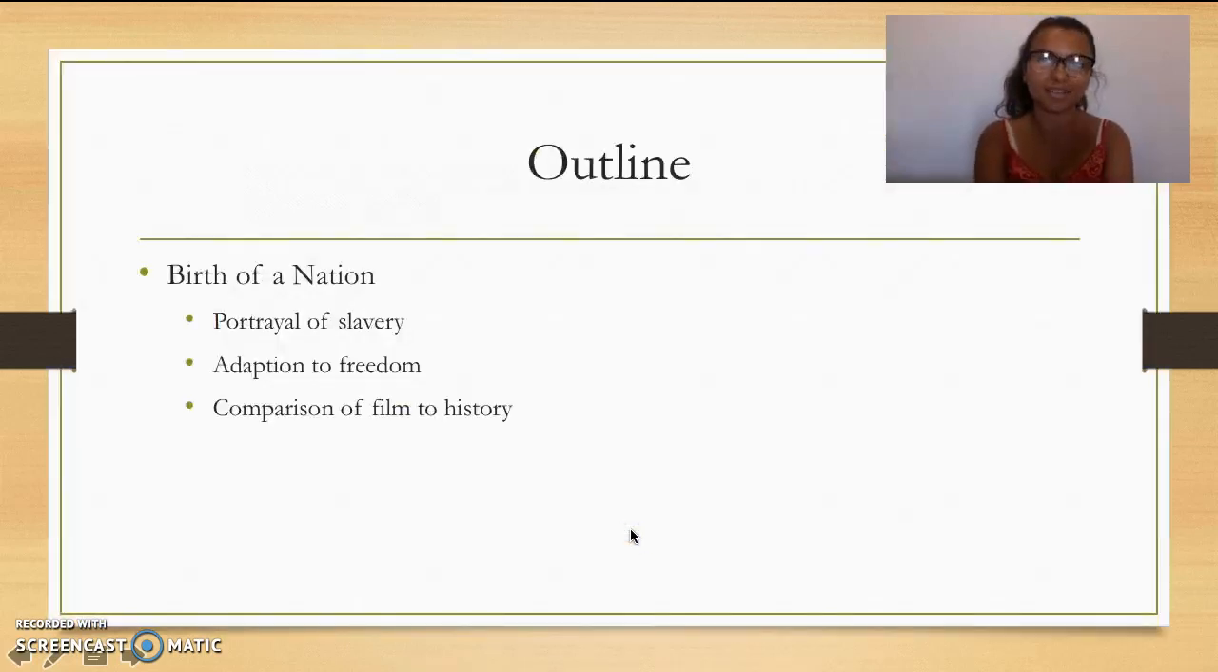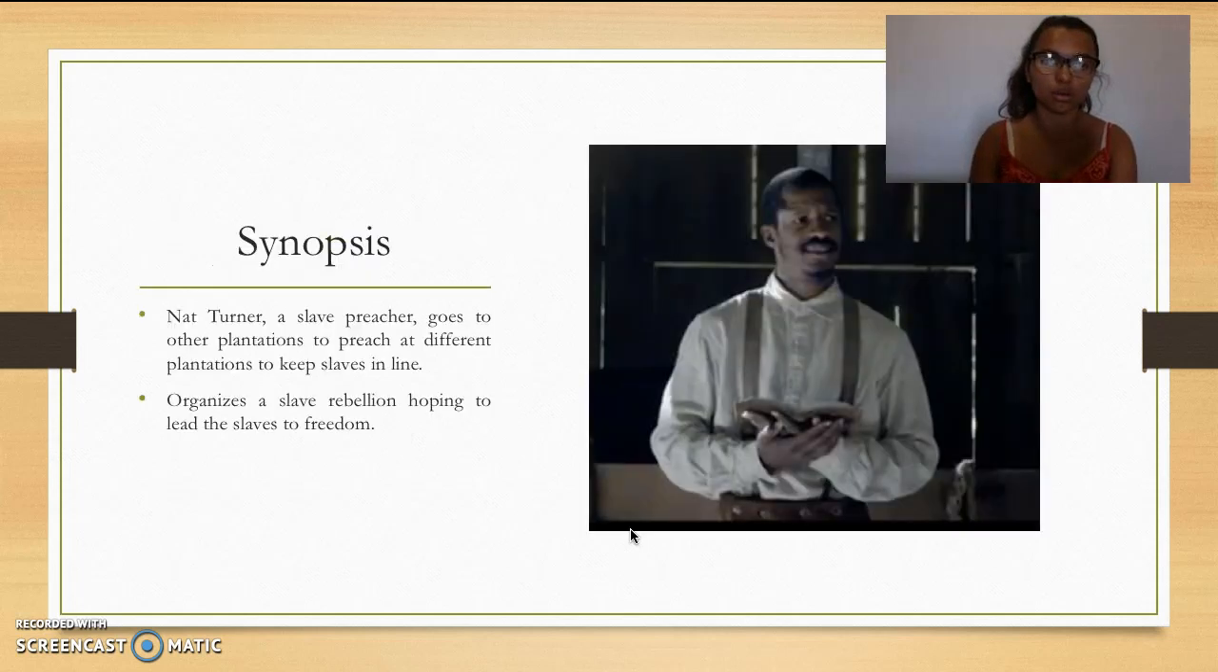So, in a brief outline, again, I'm going to be talking about Birth of a Nation, and first I'm going to talk about how slavery was portrayed in the film, and I have several examples of different scenes of how slavery was shown throughout the film. The next thing I'm going to talk about is the adaptation to freedom that the slaves had and how the film showed the slaves adapting to freedom. And then finally, I'm going to talk about how this film compared to the time period in history that it was produced. So first, I'm going to give a brief synopsis of the film.